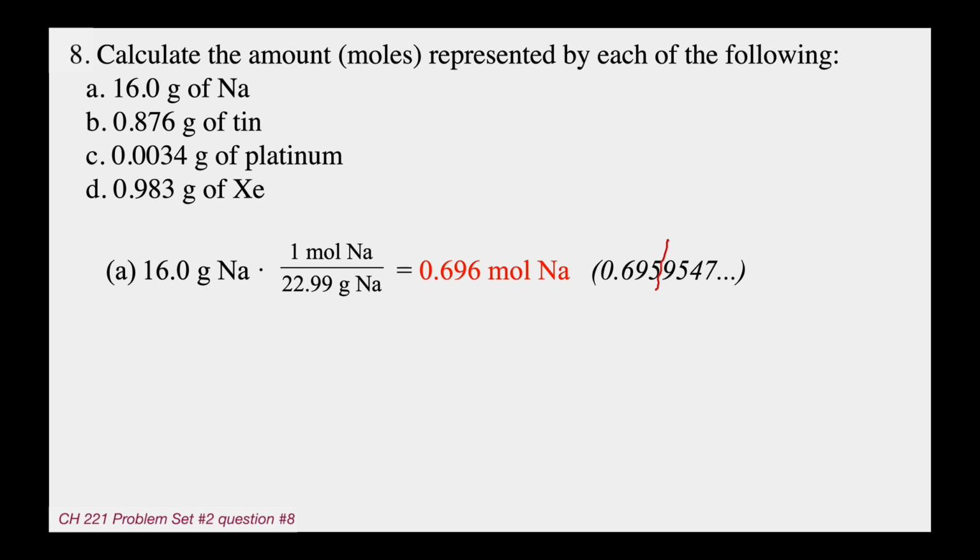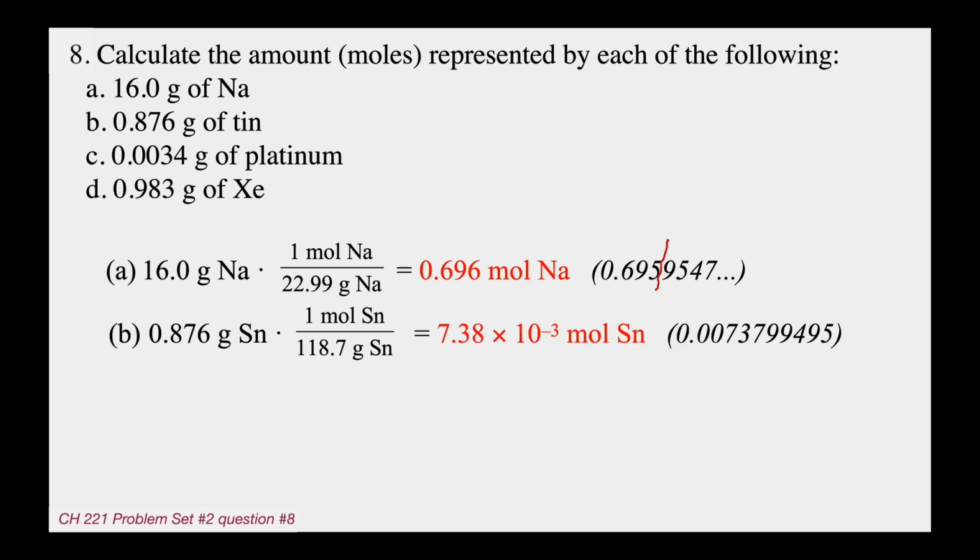Tin, Sn, in the same group as carbon, so grams divided by the molar mass of tin, which is about 118.7 grams per mole. I had 7.38 times 10 to the minus 3. Yes, you could write 0.00738, and that would be fine. But do not make your instructor count your zeros.